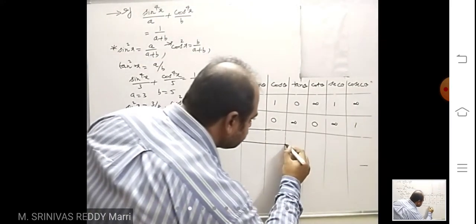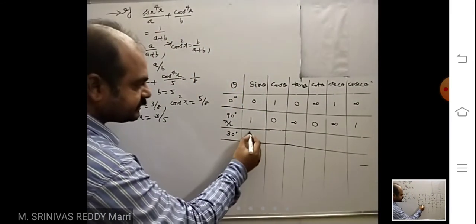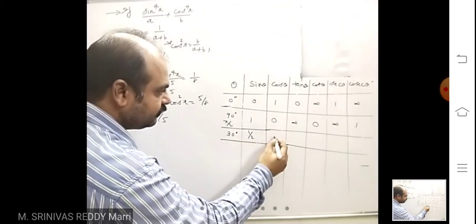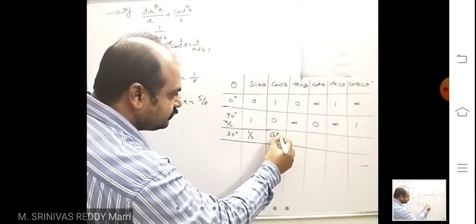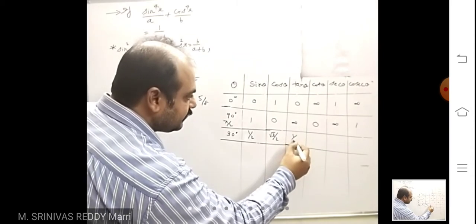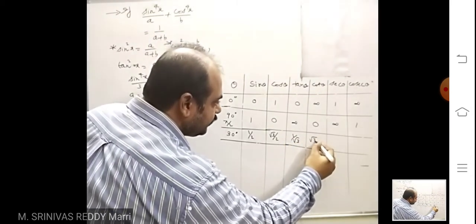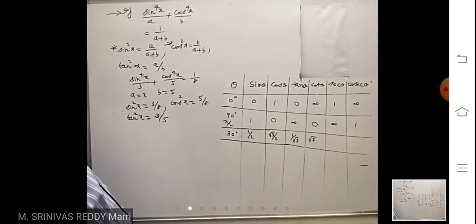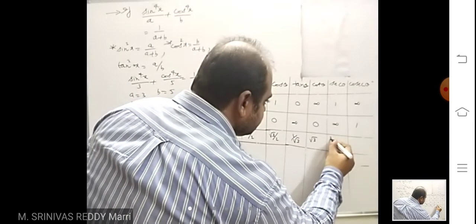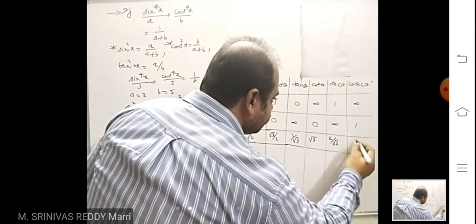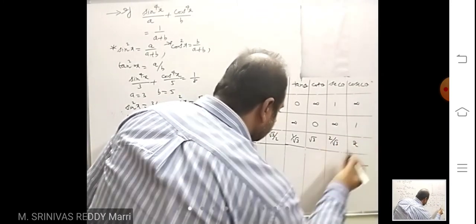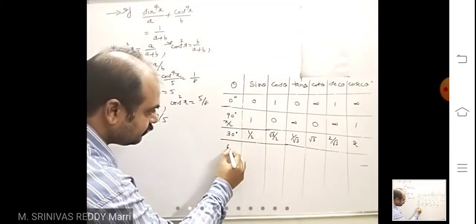Next, 30 degree. Sine 30 is 1 by 2. Cos 30 is root 3 by 2. Tan 30 is 1 by root 3. Cot 30 is root 3. So secant 30 is nothing but 2 by root 3. Cosecant 30 is nothing but 2. These are the values you have to remember.